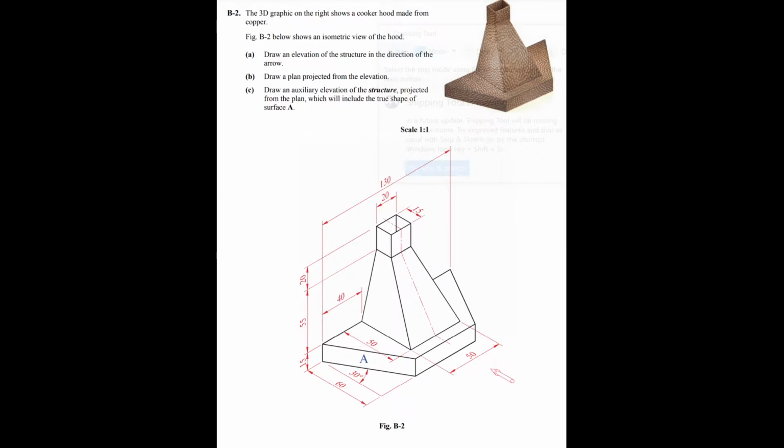Part B is to draw a plan projected from the elevation, and Part C is to draw an auxiliary elevation of the structure projected from the plan, which will include the true shape of surface A. I've bold and italic the word structure, which means it's not just the true shape of the surface A, it's the whole thing.